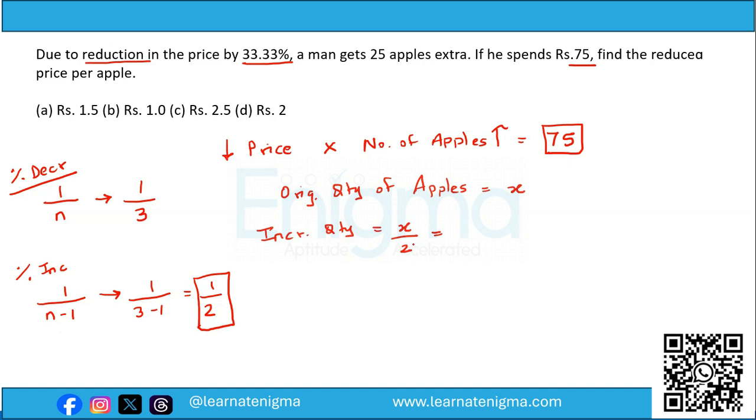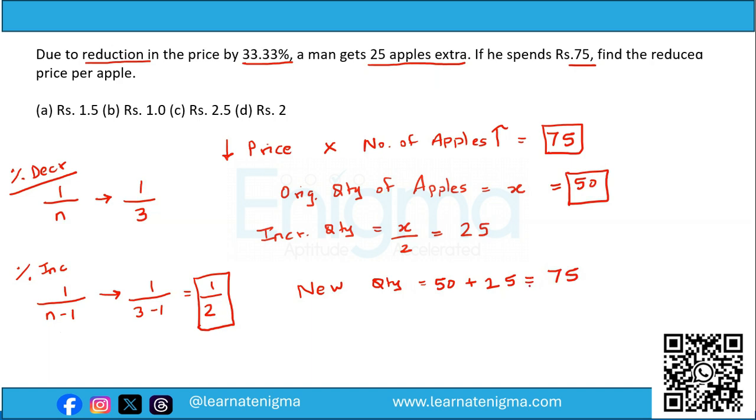Now the increased quantity is x by 2, but we can also see the question. It is mentioned here that a man gets 25 apples extra. That means this x by 2 is equal to 25. And hence original quantity of apples we can say is 50. That means now we can understand that the new quantity of apples will be 50 plus 25, that is 75.